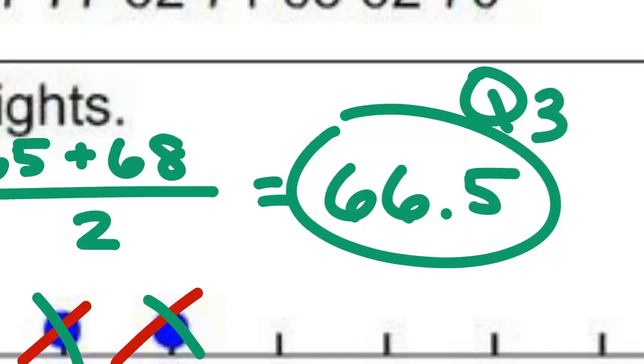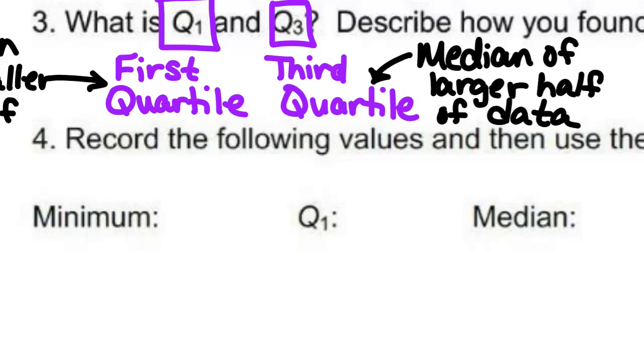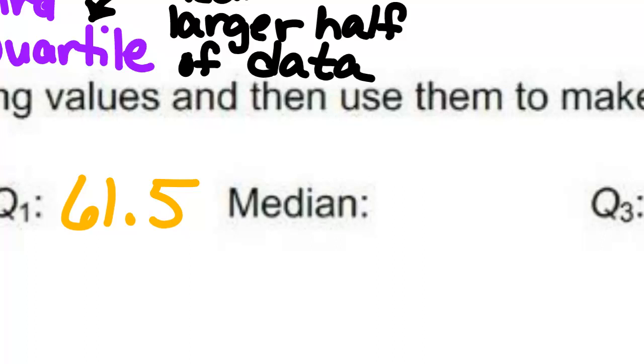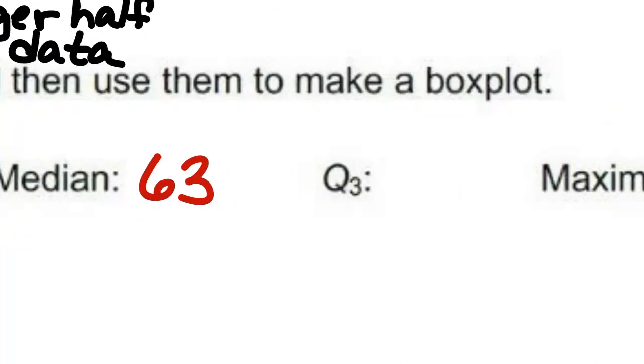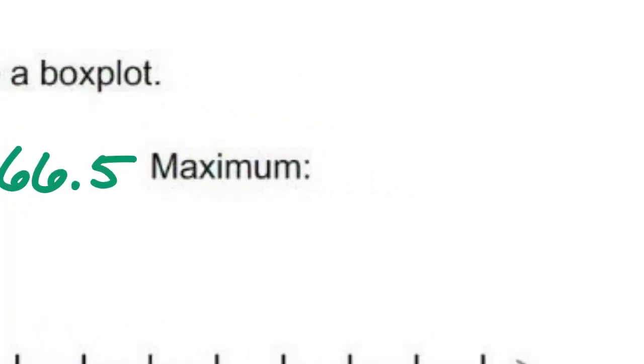All right. So let's record our 5-number summary then. I'm going to come back over here. What was the minimum, the smallest number? 57. What did we say Q1 was? 61.5. What was the median? 63. Q3? 66.5. And the maximum, the largest value? 77. We're going to use this now to make our box plot.